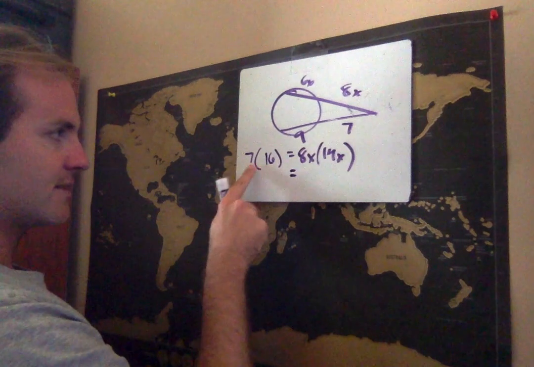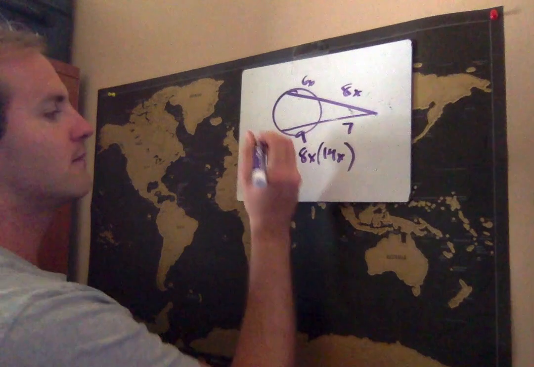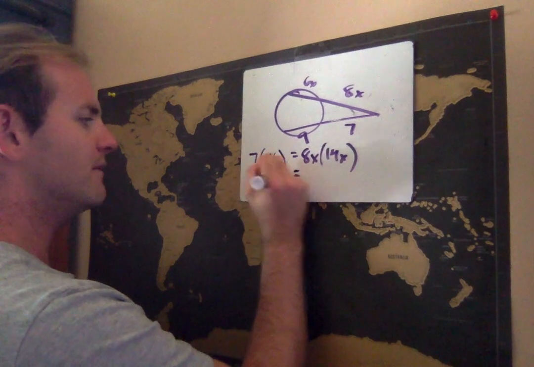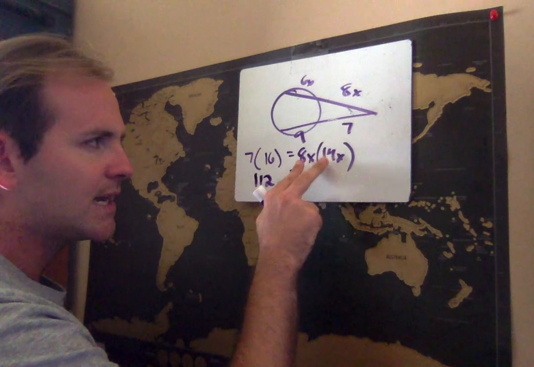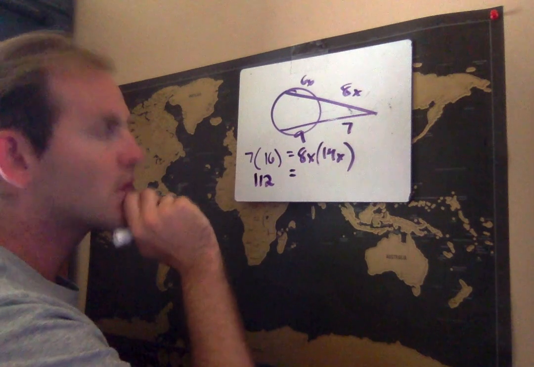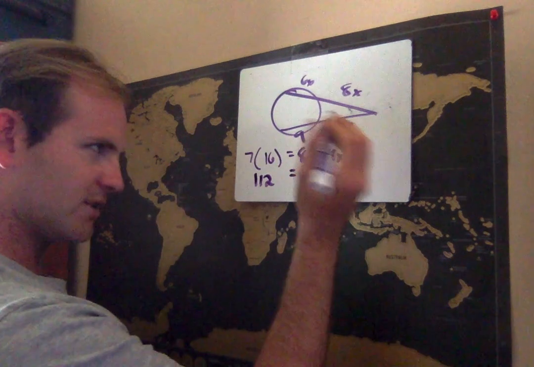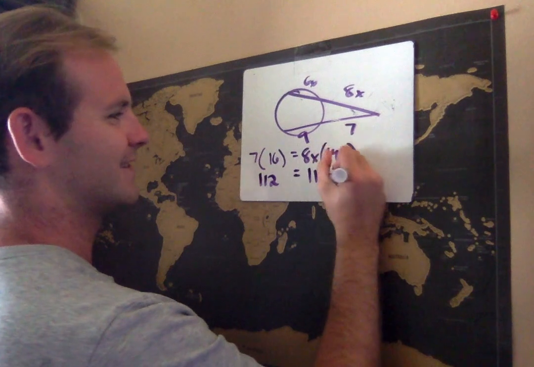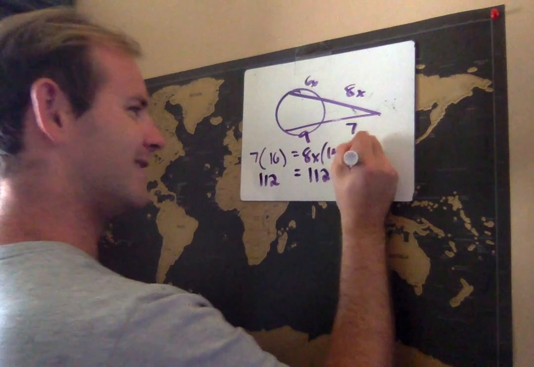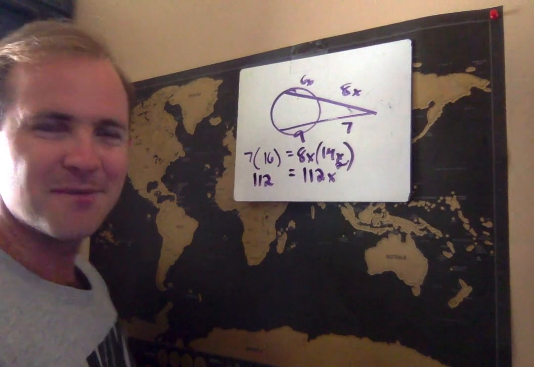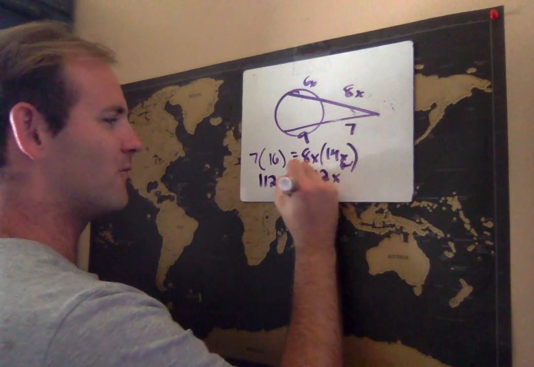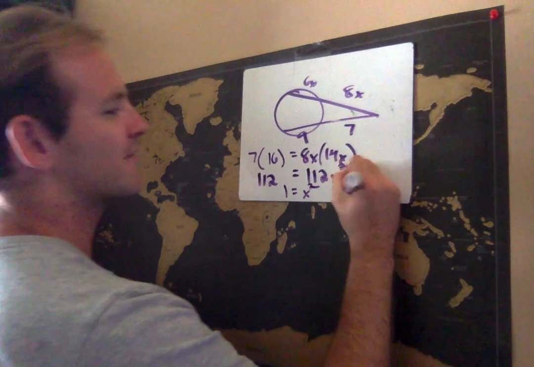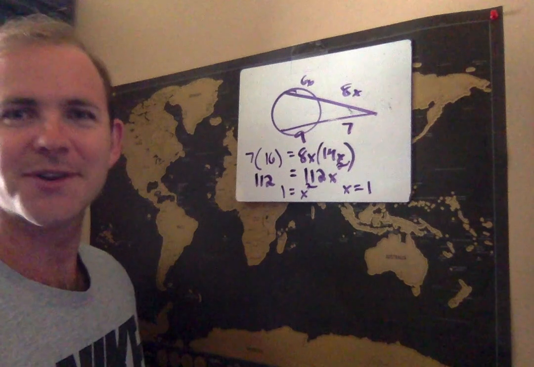So let's do some math. 7 times 16, so what is that, 112? And that's going to equal, let's see, 8 times 14, 112. Oh my gosh. So in order to get rid of a multiplied 112, I would simply divide both sides by 112. So I get 1 equals x squared, therefore x equals 1.